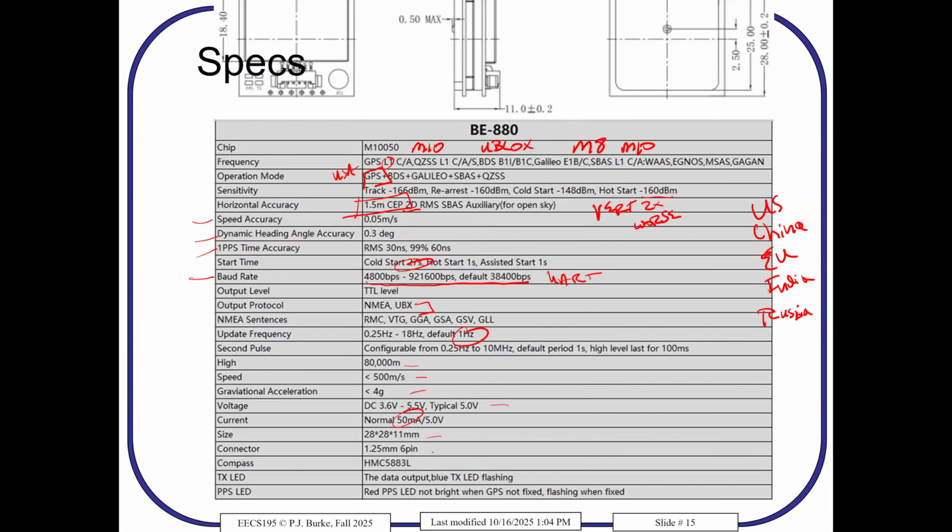Here's the size, connector. So that's a JST 1.25 millimeter. That's the distance between the pins. There's also a JST 1.0 millimeter. So those are really hard to solder and to mess with. They're pretty fragile. Be careful because they're pretty small. Okay, and then we have an LED that tells us when we have lock: flashing when fixed, red when not fixed. And then the TX just says it's communicating with the flight controller.